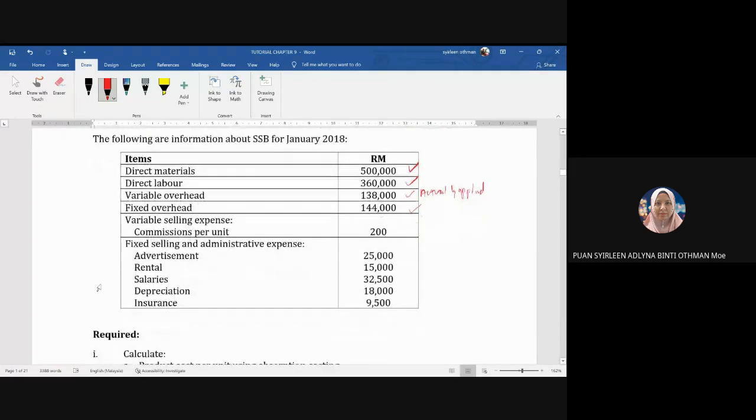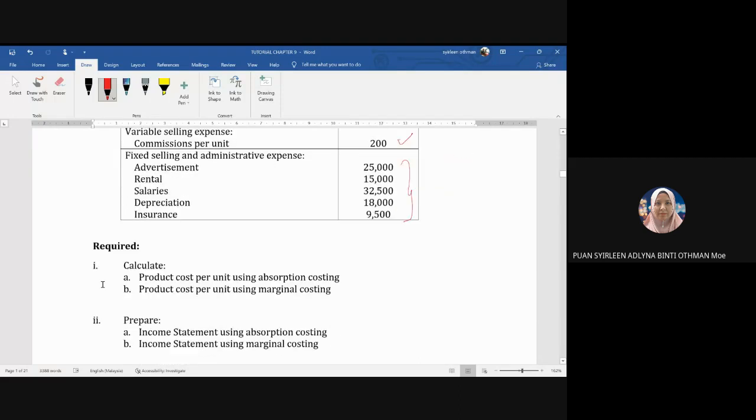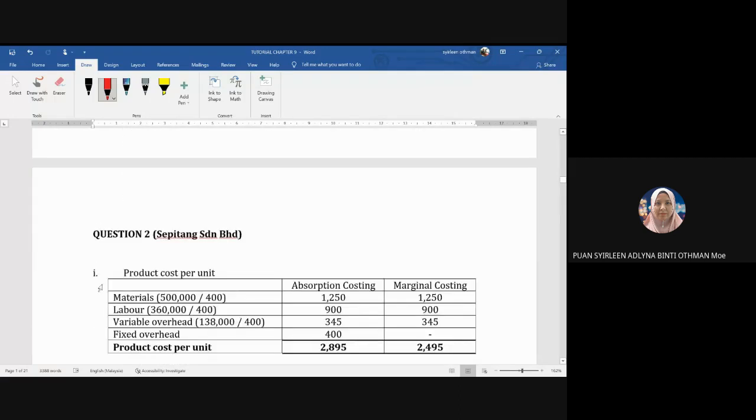Okay, lepas tu yang ni selling commission, and then dekat bawah ni semua ialah your fixed expenses. Okay, your fixed selling and admin expenses. You have advertisement, rental, salaries, depreciation, and insurance. Okay, alright. So now we are going to calculate the product cost per unit and we are going to prepare the statement.